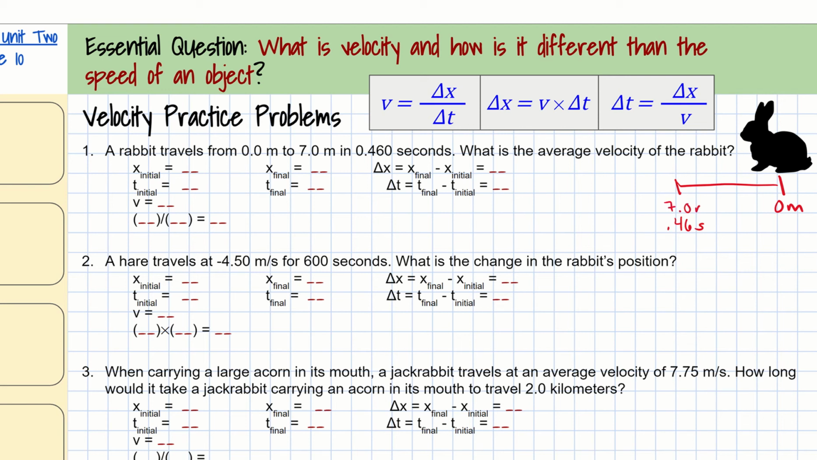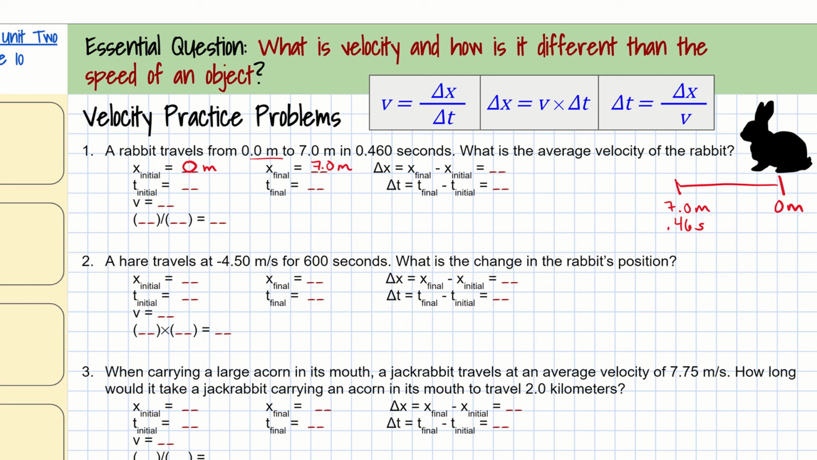In this drawing that I've made over on the right, to the left is our positive direction. Remember with velocity, we're going to report not only how fast the rabbit was moving, but also a direction using a positive or negative sign. Here in the problem, we are given an initial position. The rabbit travels from 0.0 meters, so 0 meters is the initial position. And the final position the rabbit gets to is 7.0 meters.